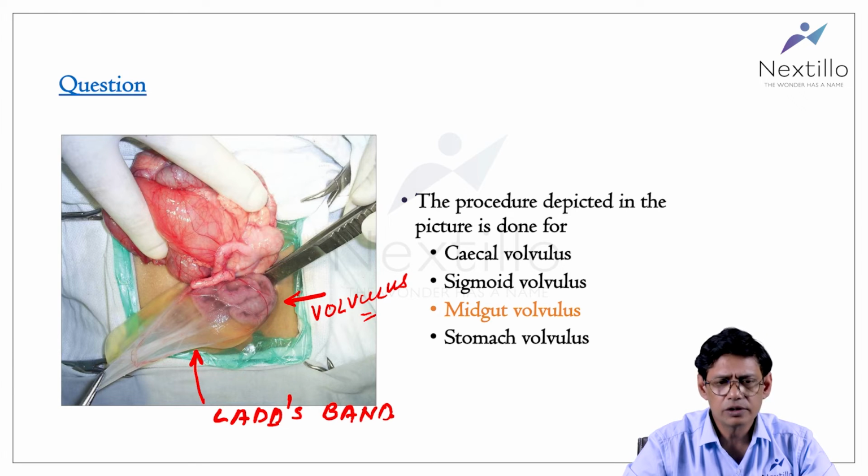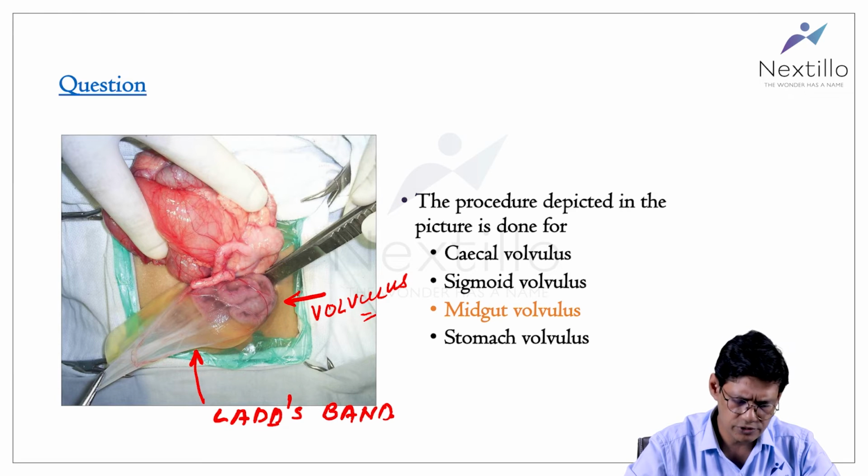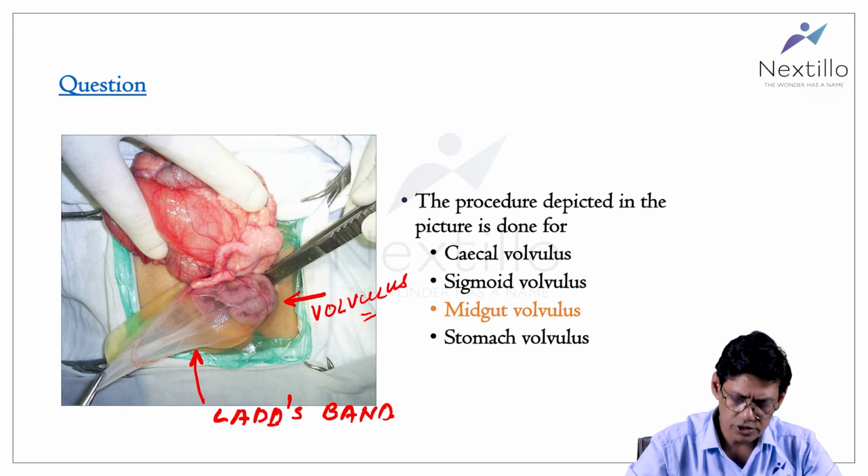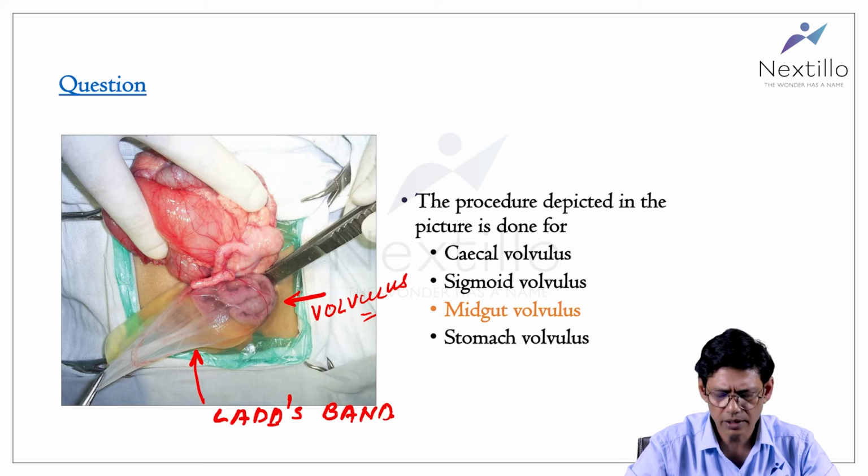To detorse this volvulus, the first thing that we have to do is to cut out the Ladd's band, and this is known as the Ladd's procedure. So this is our Ladd's procedure, and it is done for the midgut volvulus.